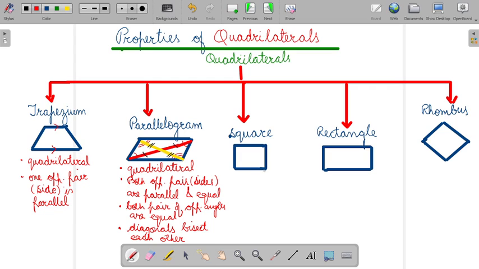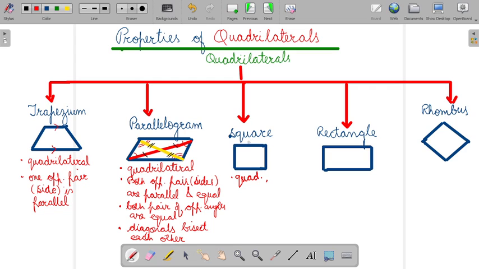Is it clear? Okay. Now come to the square part. In square, what do you observe? What is the first thing? That it's a quadrilateral.